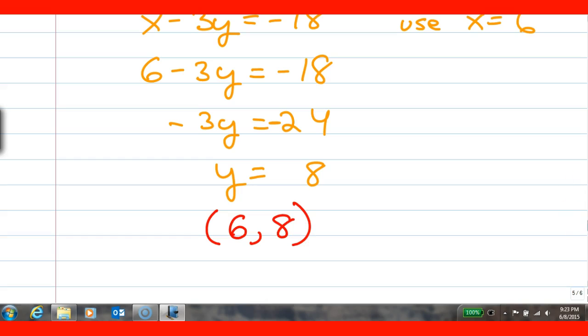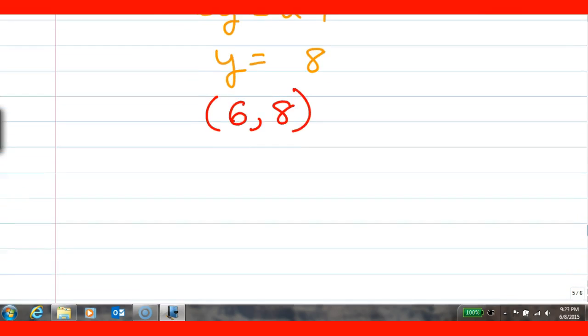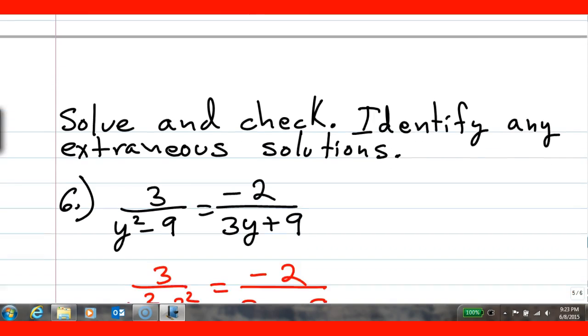Make sure that you put those in parentheses. Those are an ordered pair. They're a point on the line.